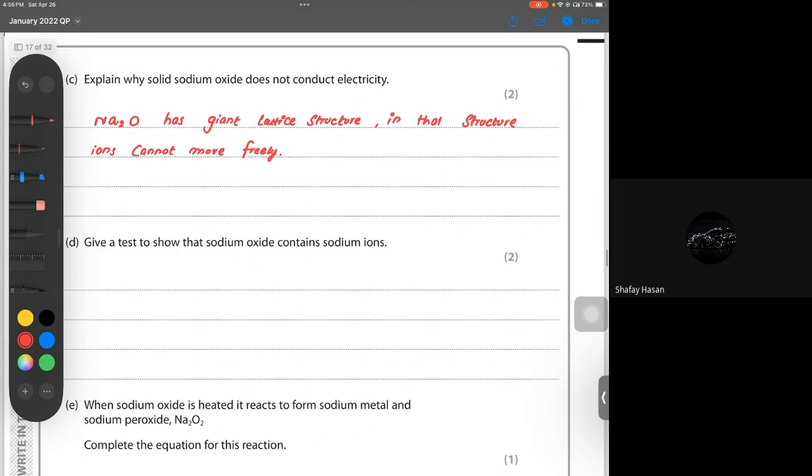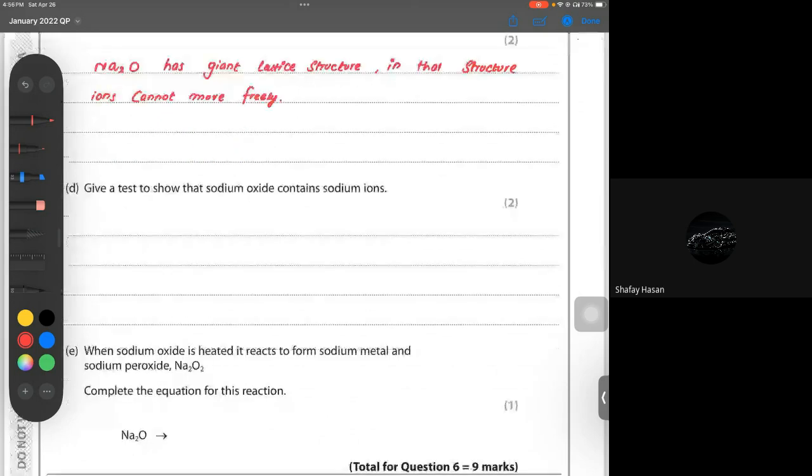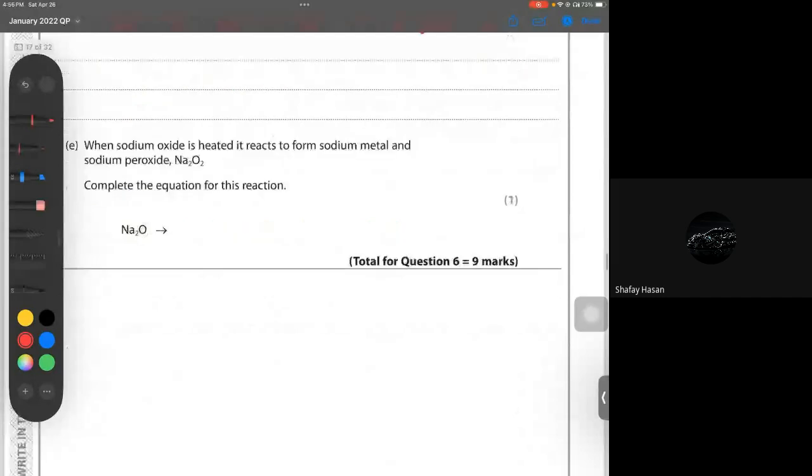Give a test to show that the sodium oxide contains sodium ions. So of course we can do a flame test. Okay, so this is of 2 marks. Give a test to show that. So a flame test should be done, and we'll see a yellow color.